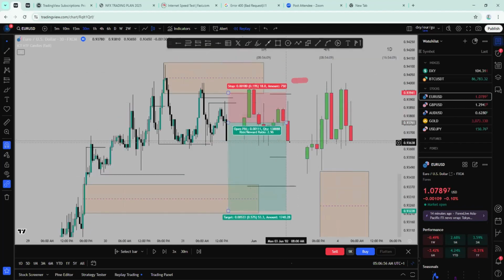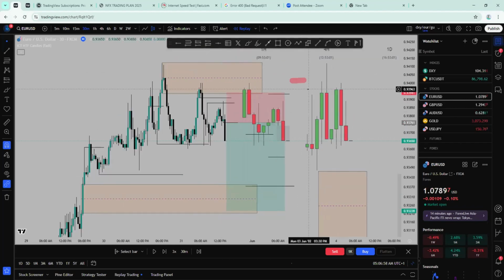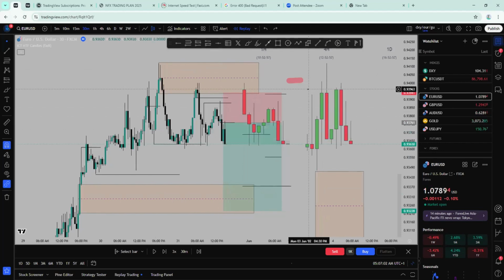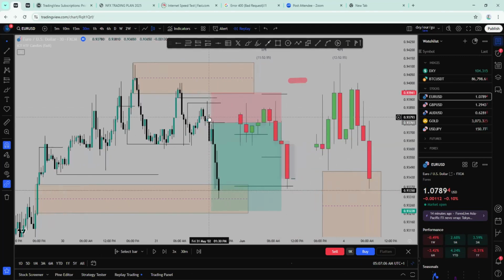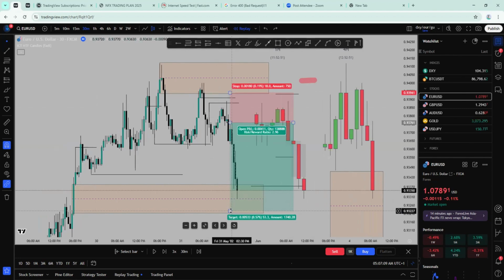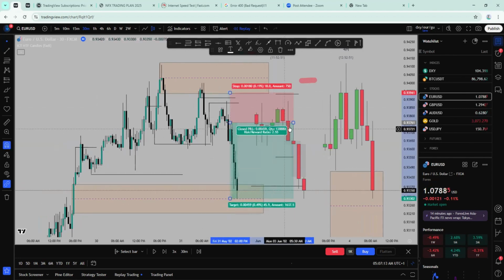Regardless, let's just see what happens. This is for learning purposes only. Boom. We retested this one, and then here we are, the 50% of the fair value gap. I think it's good, 2.5 out of here.